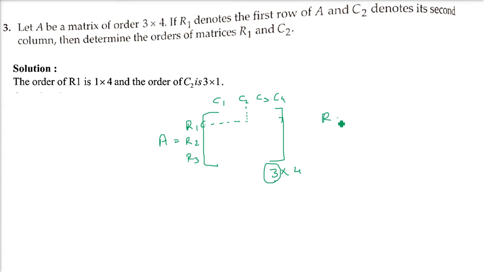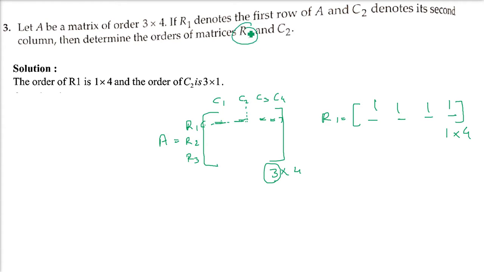So if I write R1, there will be how many elements? 4 elements. I don't know the elements, I'm just assuming there are 4 elements here. This is R1, 4 elements. So what is the dimension? 1 row and 4 columns. So 1 cross 4. We'll just write 1, 2, 3, 4. So 1 row, 4 columns.